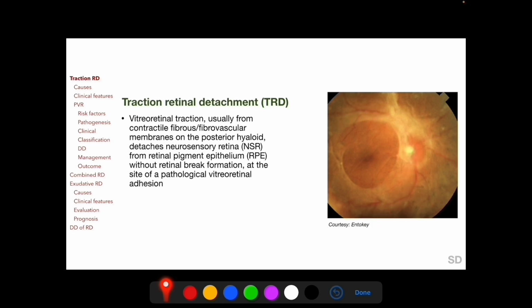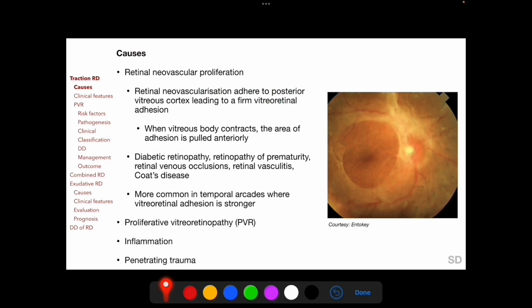Causes of TRD include retinal neovascular proliferation, which, as we have mentioned, adheres to the posterior vitreous cortex, leading to a firm vitreoretinal adhesion, and when the vitreous body contracts, the area of adhesion is pulled anteriorly, detaching the neurosensory retina from the retinal pigment epithelium.